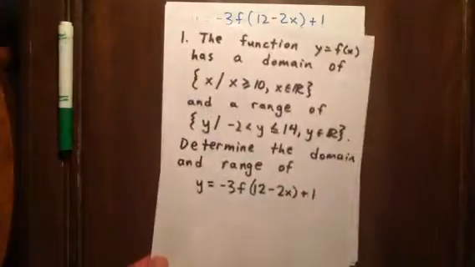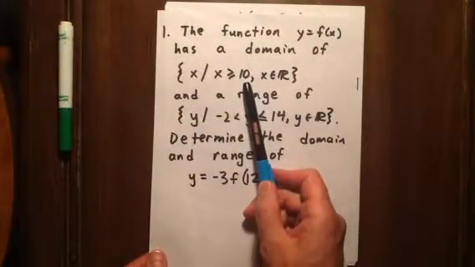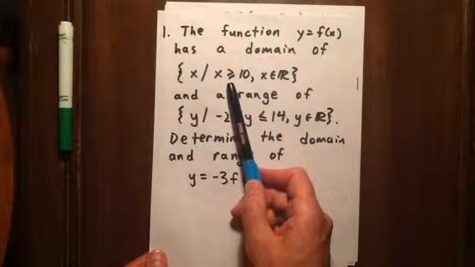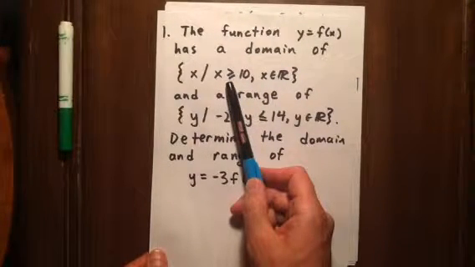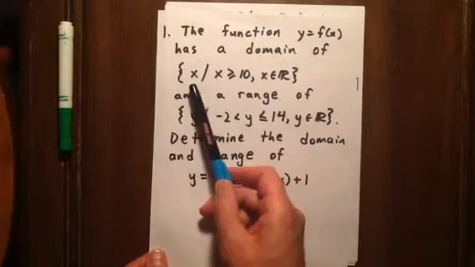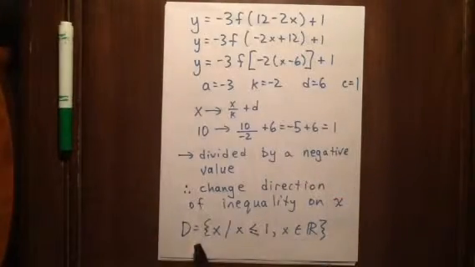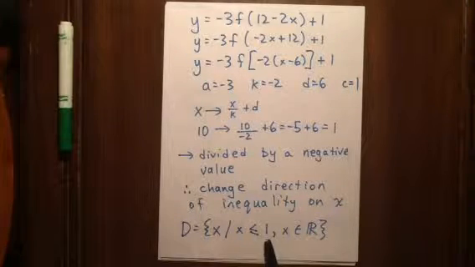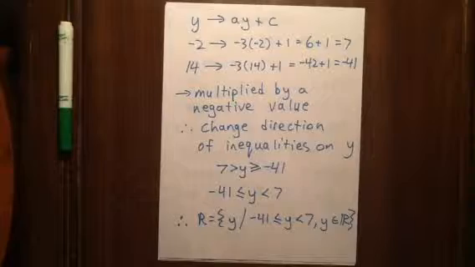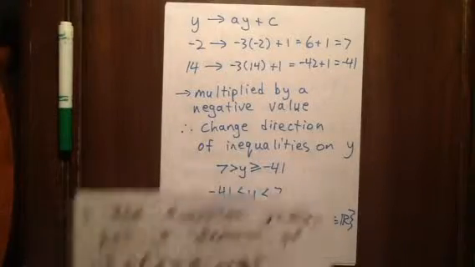So anyways, our 10 became a 1, but since we divided by a negative to get there, our greater than or equal to became a less than or equal to, so our domain will be x such that x is less than or equal to 1. X such that x is less than or equal to 1, and x is an element of the reals. Okay, and now our next part, we have to figure out the range.